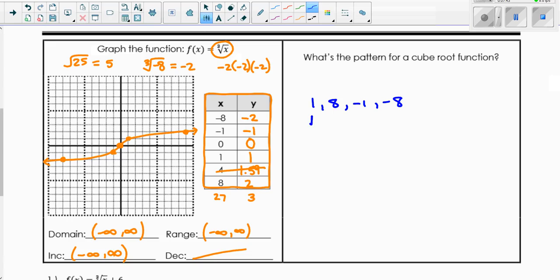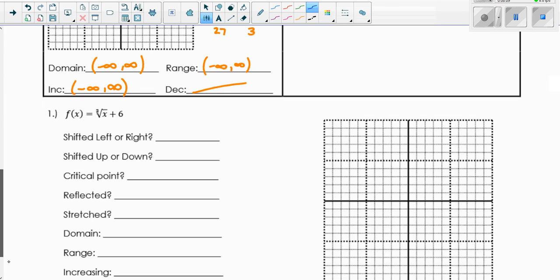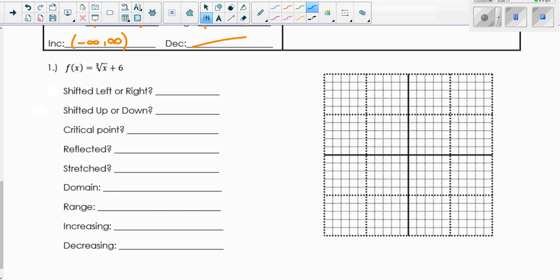So if I take the cube root of 1, I get 1. Cube root of 8, I get 2. Cube root of -1, I get -1, and the cube root of -8, I get -2. So these are my inputs, or my left and right movement, and these are my outputs, or my up and down movement. Alright, and we'll practice that in a bunch of problems. We get to do the same thing that we did yesterday, just with a cube root function.